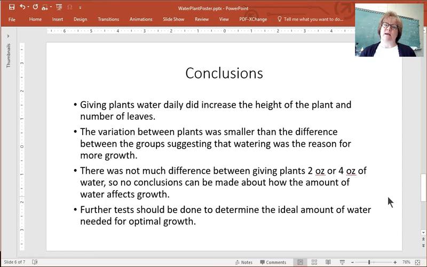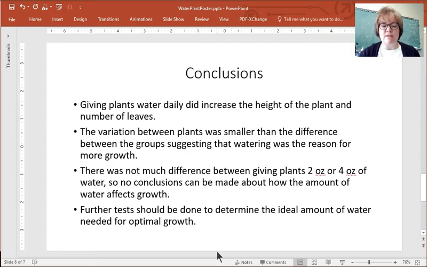And that's very important in science, that unless we have an abundant amount of data, I can't really make a claim for sure. There was not much difference between giving plants 2 ounces or 4 ounces of water, so no conclusions can be made about how the amount of water affects growth, and further tests should be done to determine the ideal amount of water needed for optimal growth.